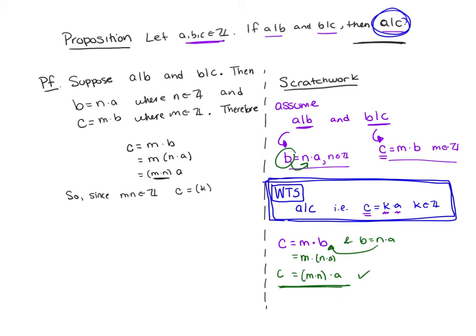Maybe we should then define the k before we write it. So we'll say since m times n is an integer, let k equal m times n. Then c is equal to k times a, where k is an integer. Thus, we can get that a divides c, which is what we wanted to show. So I'll say as needed, and then I'll draw my little end of proof box.